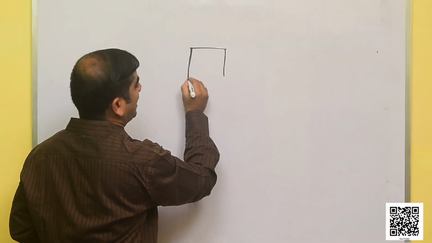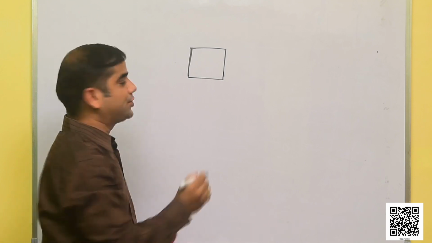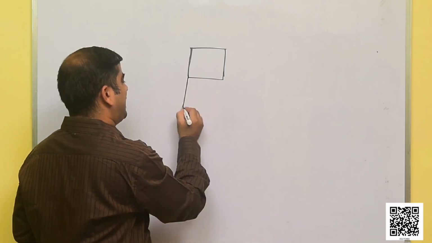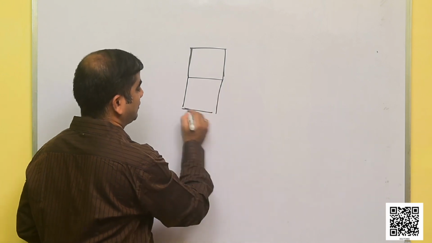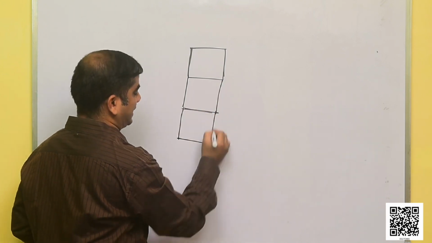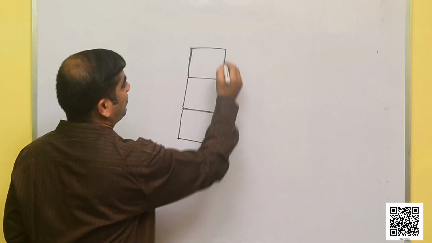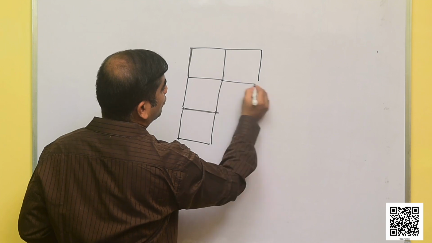So this is the square that is given in your picture, which is 1 centimeter on each side. Okay. So if I place two more squares like this, we have 3 squares on top of each other. Now let me draw some more squares.